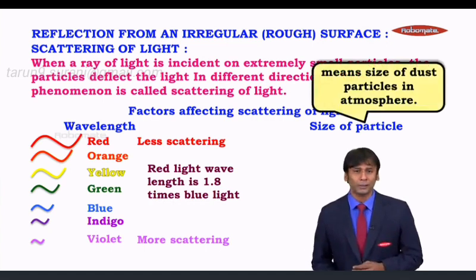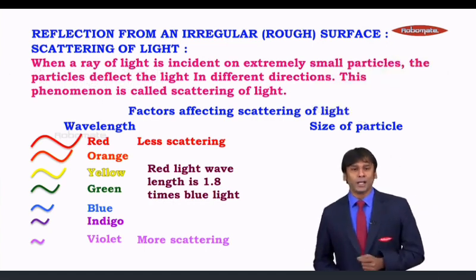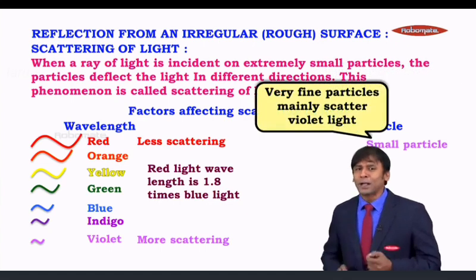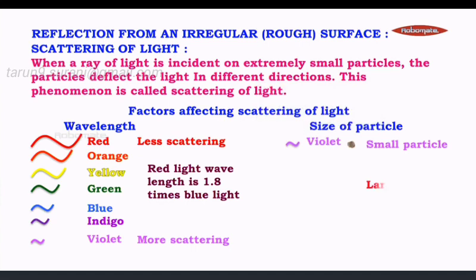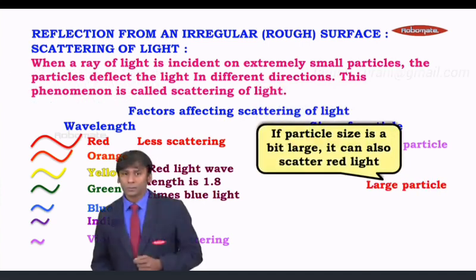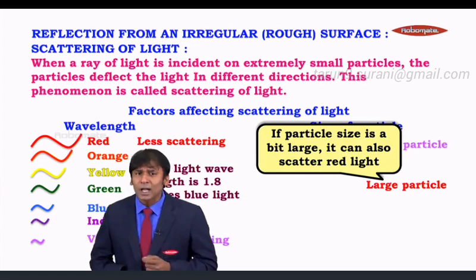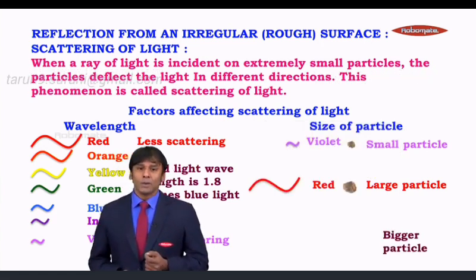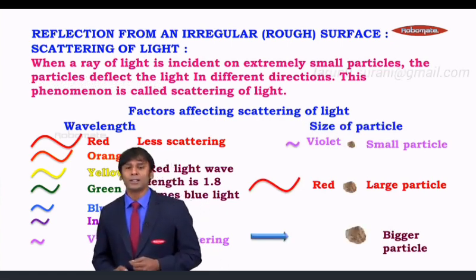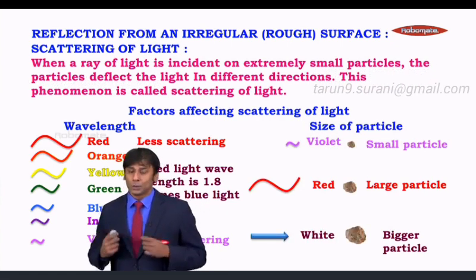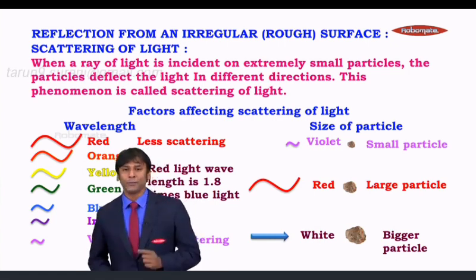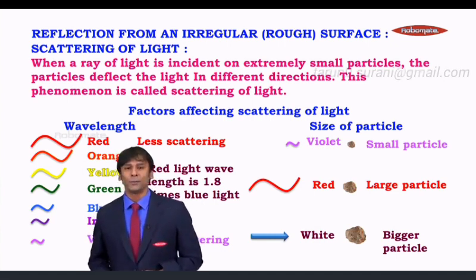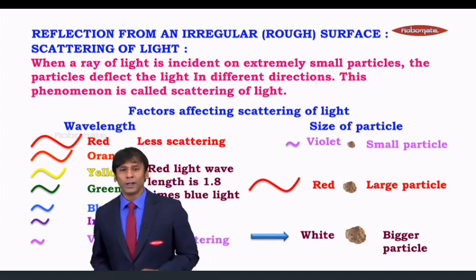The second factor is size of particle. It means the size of dust particles in the atmosphere. Now, in case of size of particles, small particles or very fine particles mainly scatter violet light. Now, if particle size is a bit larger, it can also scatter red light. But if there are bigger particles, then bigger particles can directly scatter white light. So students, two important factors which affect scattering of light are wavelength and the size of the particle in the atmosphere. And this was regular and irregular reflection and scattering of light.